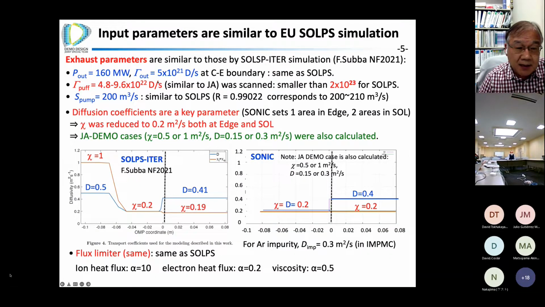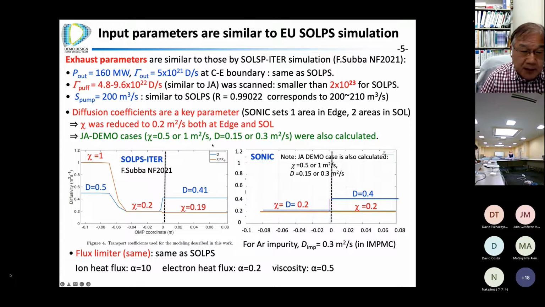As I mentioned, the pumping is also set constant so far. At the same time, the deuterium gas puff we change from 4.8 to 6.6 to 9.6. This value is similar to the JA DEMO gas puffing. On the other hand, in the EU DEMO SOLPS simulations, this value is about 3 or 4 times larger than the Japanese gas puffing. So far we are puffing this one, but in future we will increase the gas puff to these values.